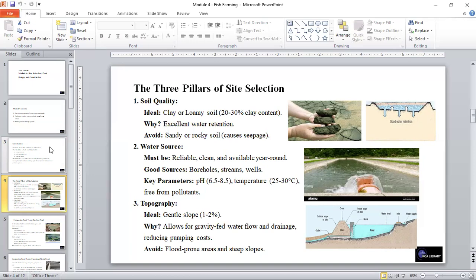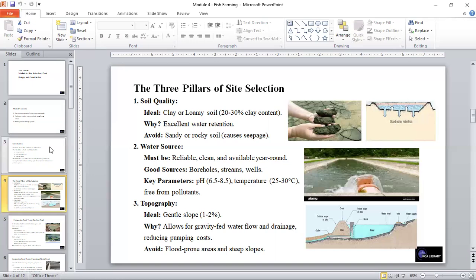Number 2 is a water source. There must be a reliable, clean, and available water all year round. That is for the production cycle. Also, water can be sourced from boreholes, from streams, and from wells. And key parameters include a pH of 6.5 to 8.5, a temperature of 25 to 30 degrees Celsius, and water free from pollutant.